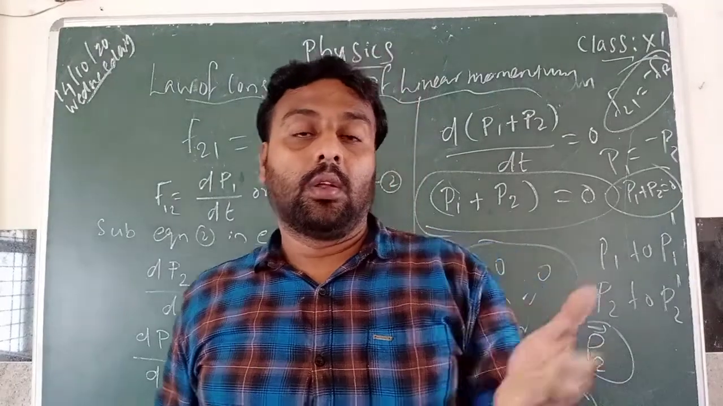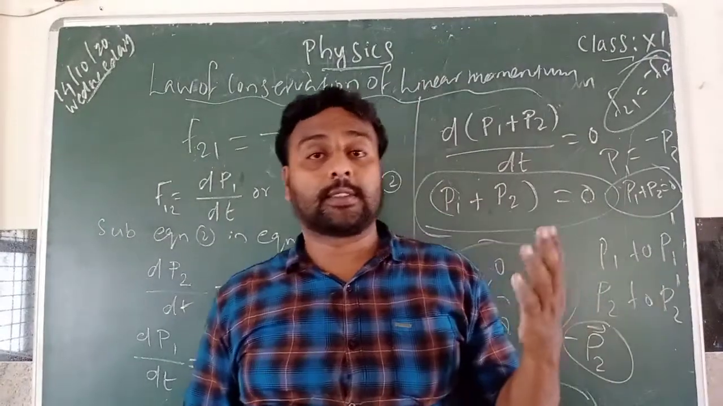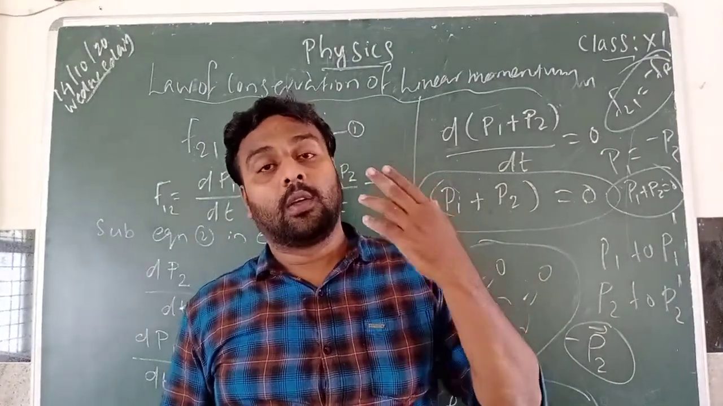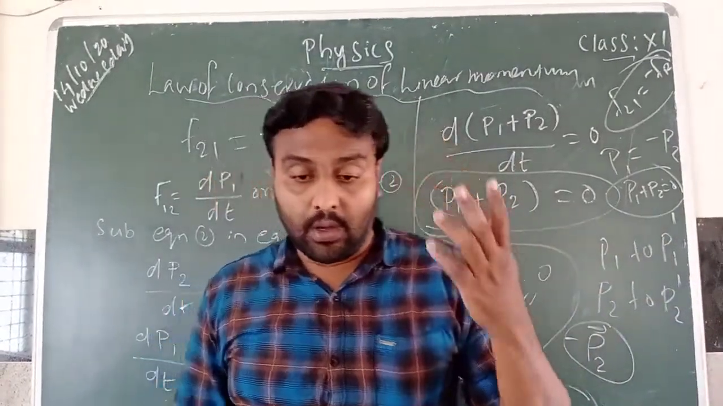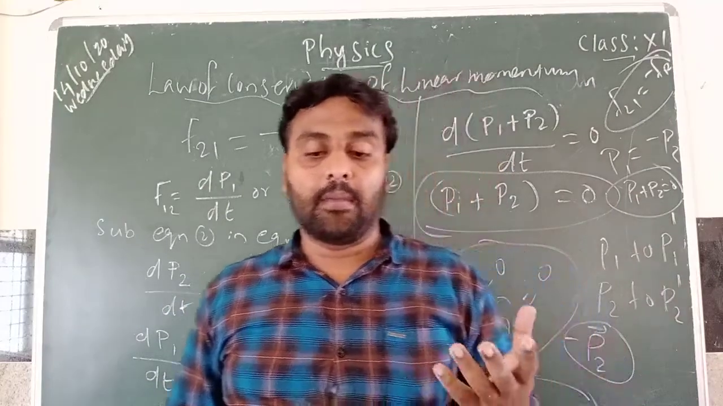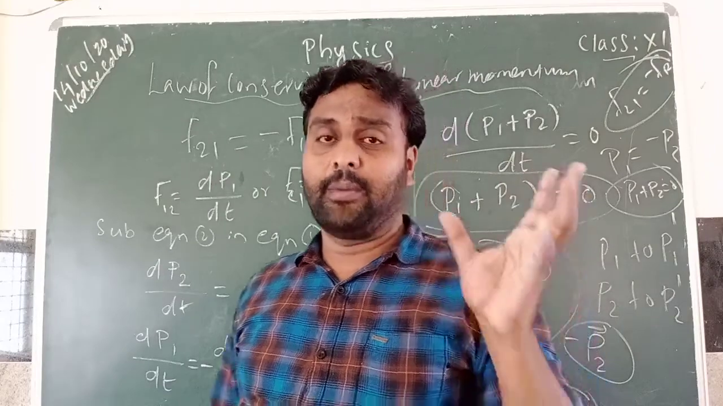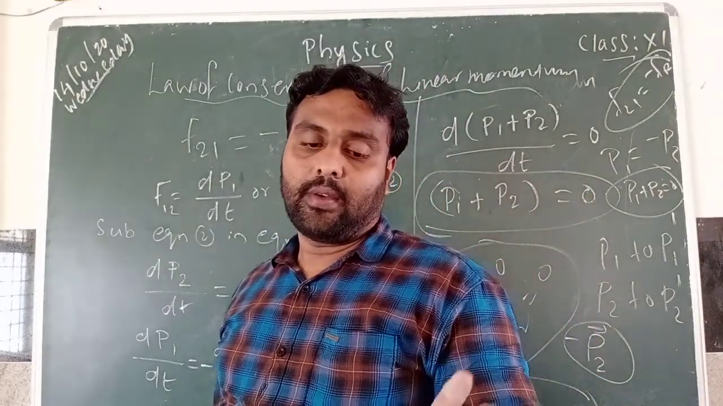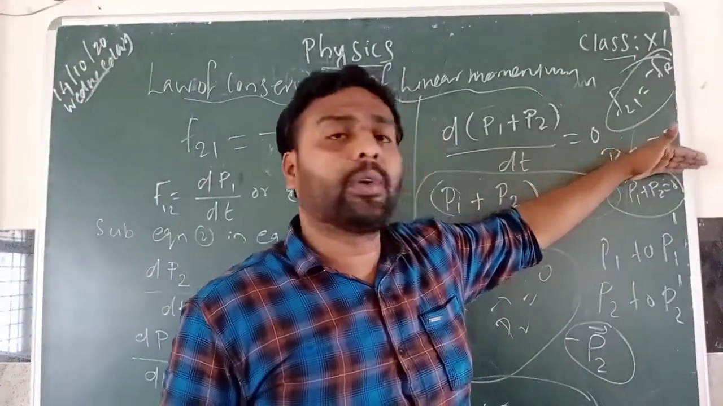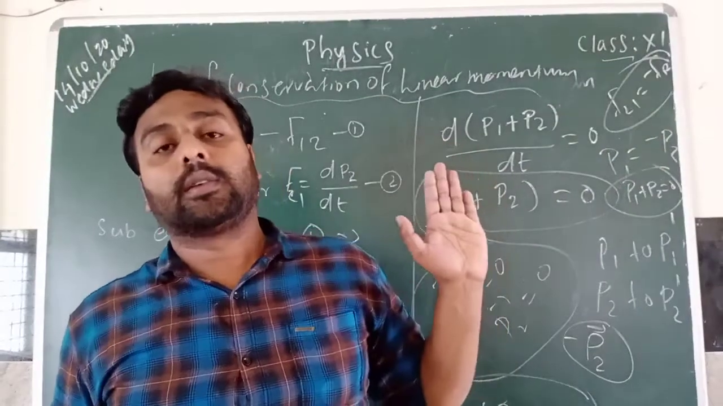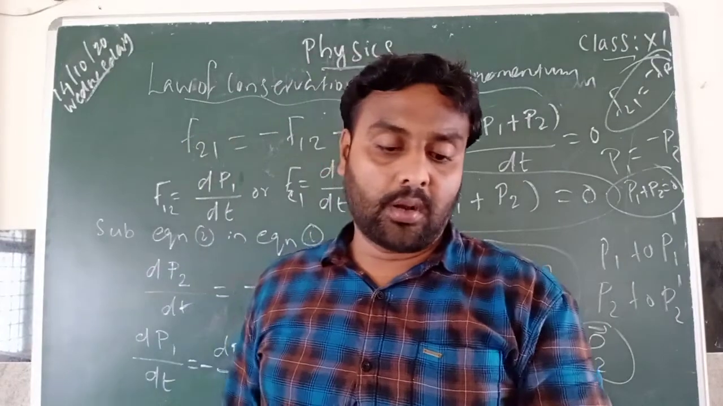Then you have to write the law. If there are no external forces acting on the system, the total linear momentum is always constant, a constant vector. In other words, you can say the total linear momentum of the system is conserved in time. Here conserved means what? P1 and P2 can vary. But however they vary, finally P1 plus P2 will be 0, a constant vector. It is the law, you can mark it on page number 131.